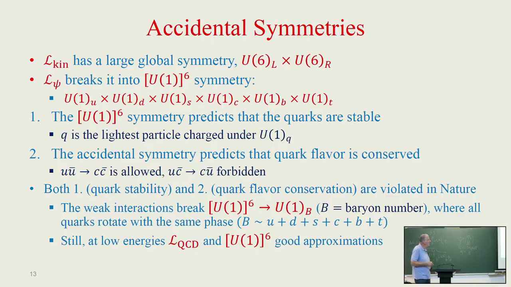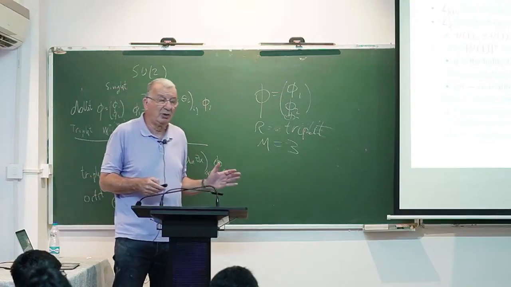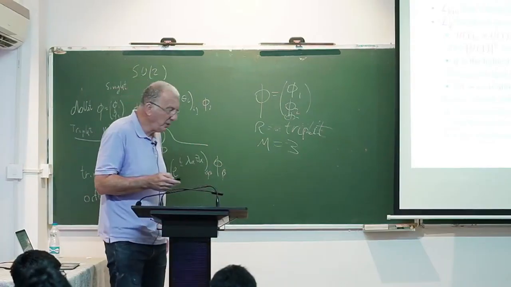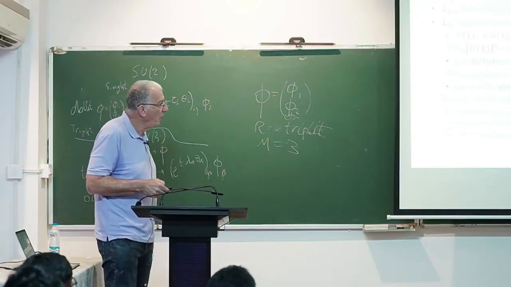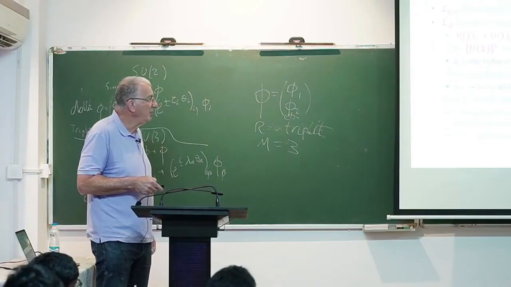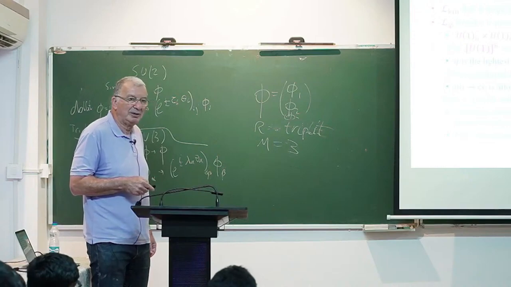But U C bar to C U bar is forbidden because under U1U times U1C this is 1, minus 1, and this one is minus 1, 1. So it violates both U1U and U1C. So it's forbidden, and we will see why these predictions are not realized in nature. Definitely they do not go by the strong interactions. That remains true in the full theory, but we'll see that it's the weak interactions that break these symmetries and actually keep one subgroup of this, U1, usually called baryon number, where all quarks transform in the same way.